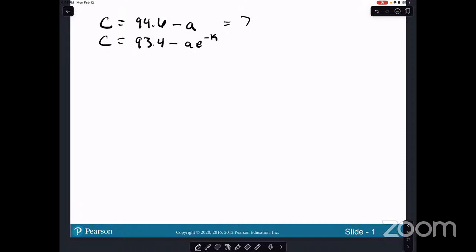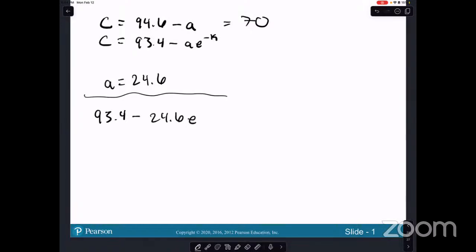So then if we add and subtract, that means that A equals, what is that, 24.6? Okay. So then if that's our A, then in the second one, we have this 93.4 minus 24.6 E to the negative K. So we're still trying to get to K, right? Equals 70. There we go. That's all we were missing. We forgot to plug in that the room temperature was 70, right? So then from here, we have one equation, one unknown. We can solve for K, okay?